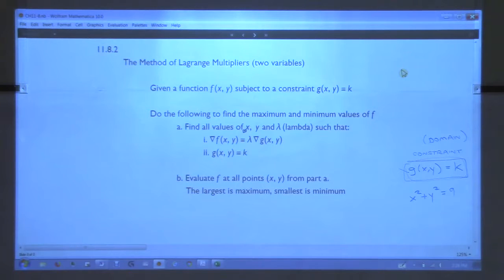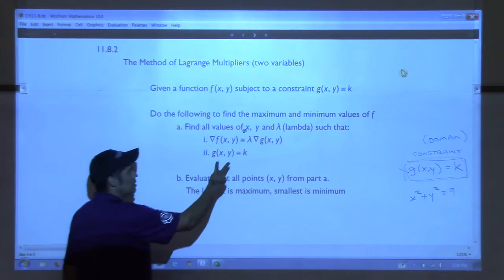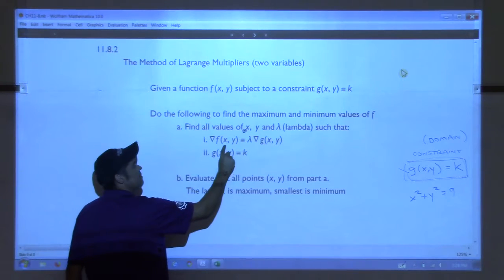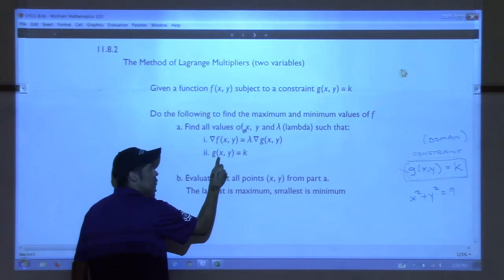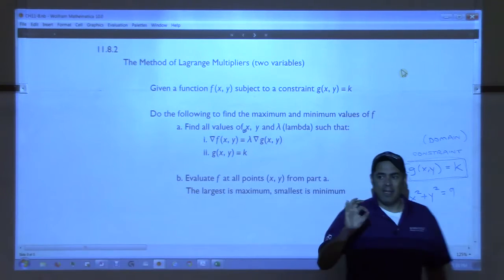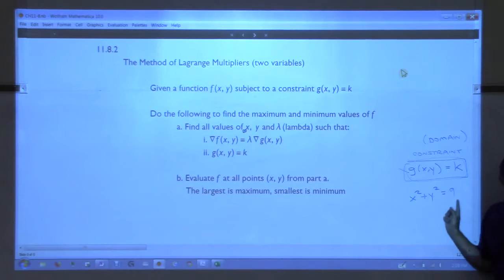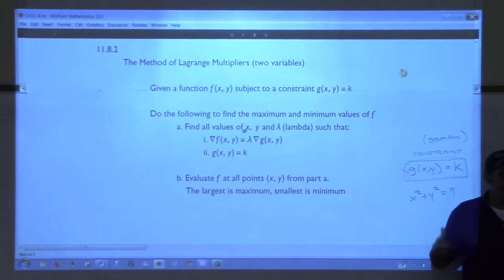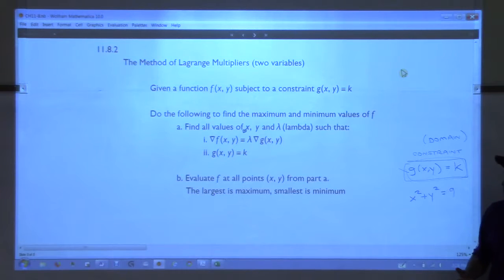What is that saying? The gradients have to be scalar multiples, which means the gradients have to be parallel. So this is that first condition. We're looking for anywhere where the gradients are parallel. But at the same time that this is true, we must make sure that the point we're looking at still satisfies this equation. That means that it's still in our domain. As long as these two things are true, then we have our candidates for where our maxes and mins are going to take place.